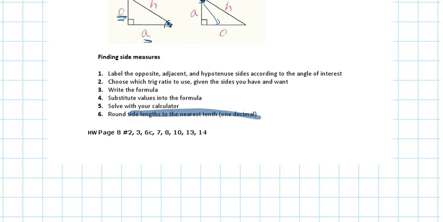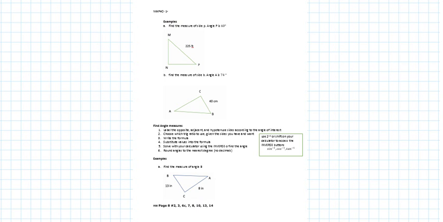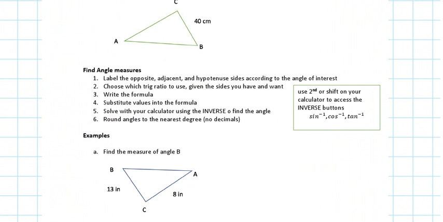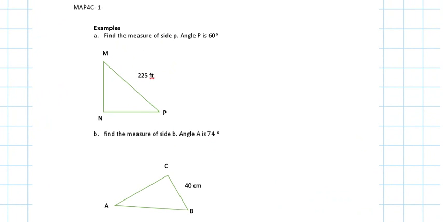Okay, let's look at some examples here. I have a right angle triangle, and it's asking you to find the measure of side P. It tells you that angle P is 60 degrees, so I know that this angle right here is 60 degrees. And where's side P? It's this side, because remember that a side is named according to the angle opposite to it.